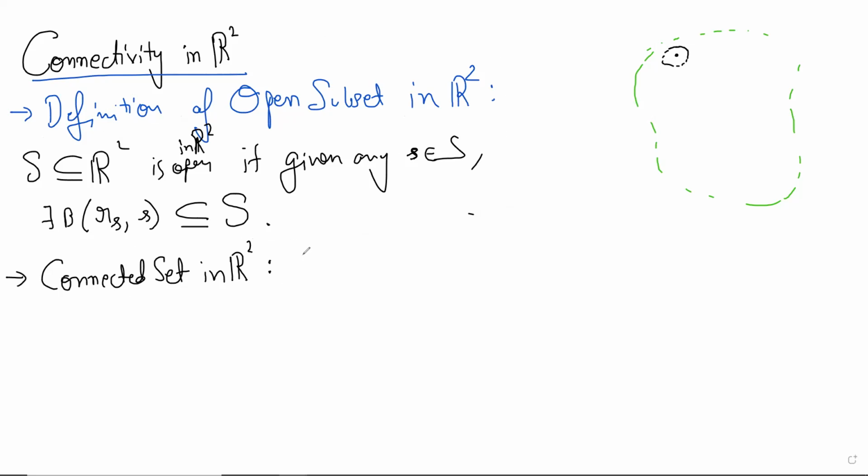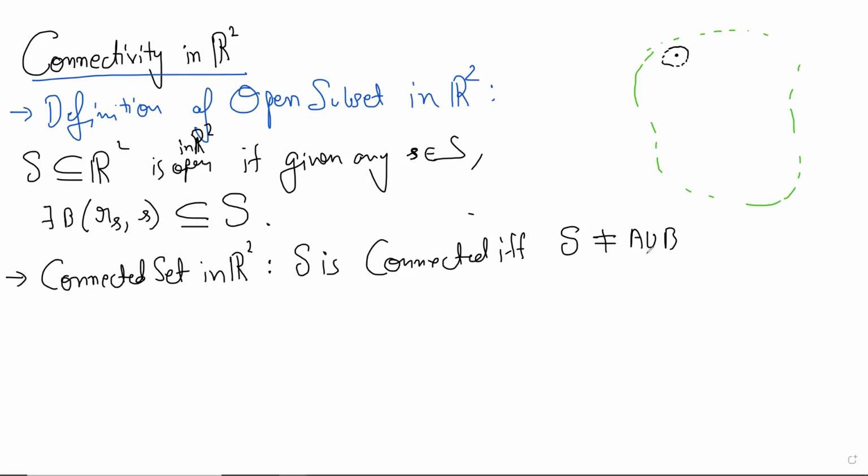So connected set in R2. Formally, S is connected if... So something being connected can never be proved directly in some sense, right? You have to assume that it is disconnected and get a contradiction usually. Otherwise it will be embedded in something like an inverse image of a connected set under a continuous function and so on. Okay?